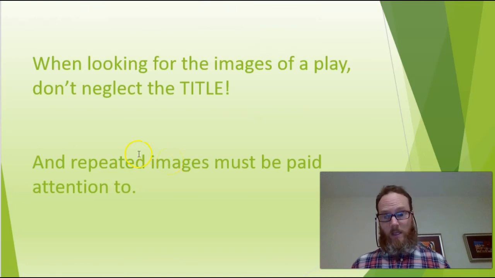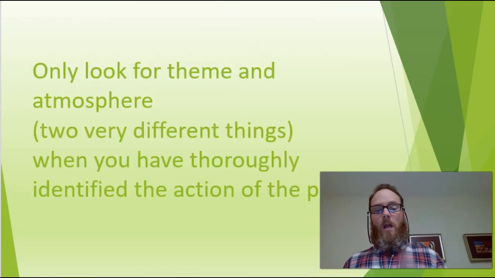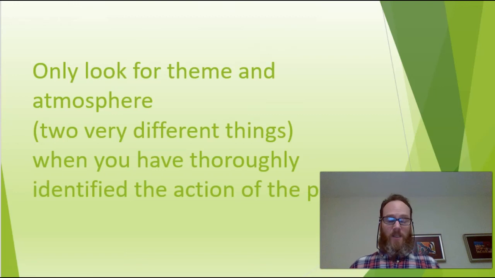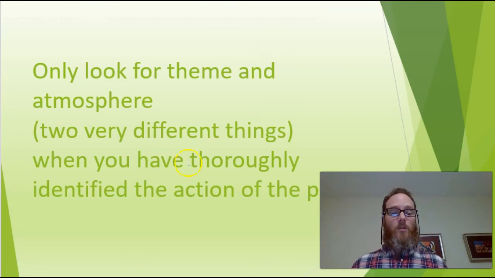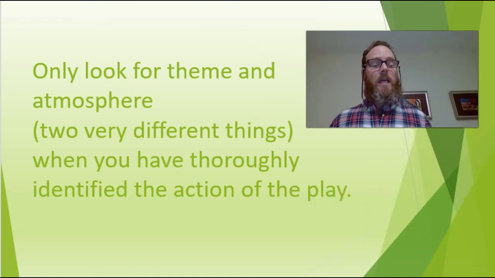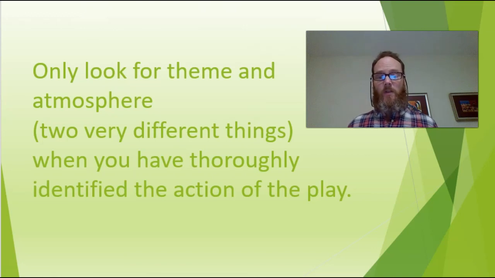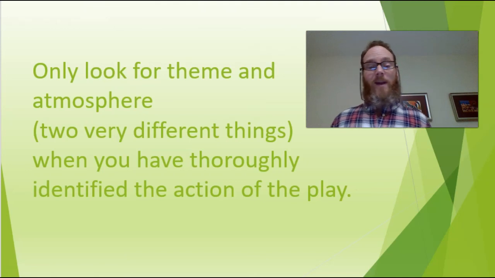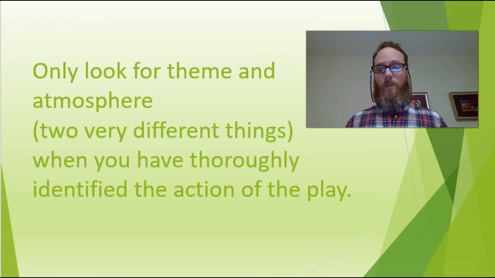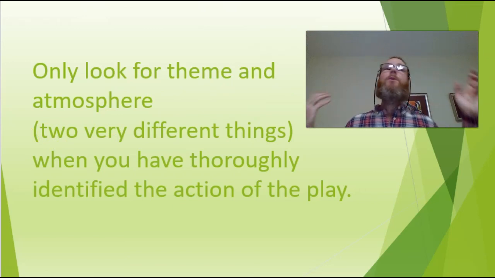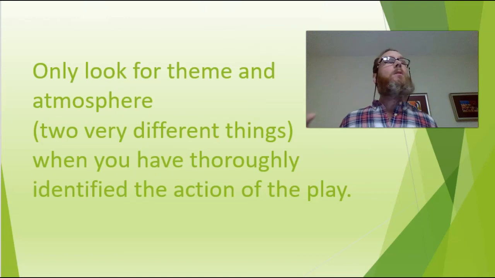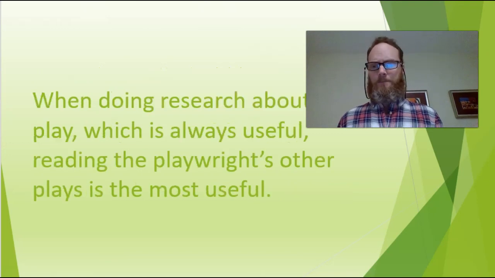And repeated images. If an image comes up more than once, it means something. Pay attention to it. Very lastly, look for theme and atmosphere. If you start putting too much importance on these things too early, it can skew your interpretation of the play. Theme and atmosphere, always look for them last. Only look for them after you thoroughly know the events of the play and what happens. That's got to be primary. Talking about the mood or the atmosphere or the theme, all these intellectual academic things, is a complete waste of time unless you know what happens.